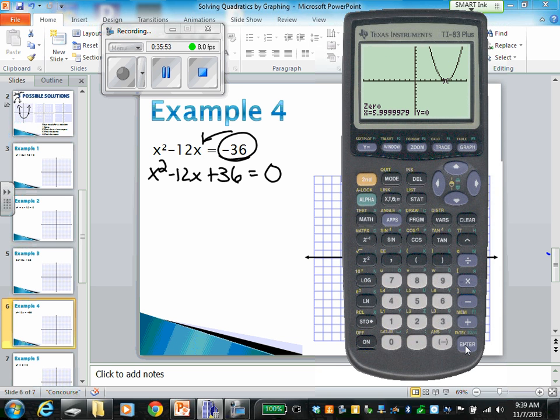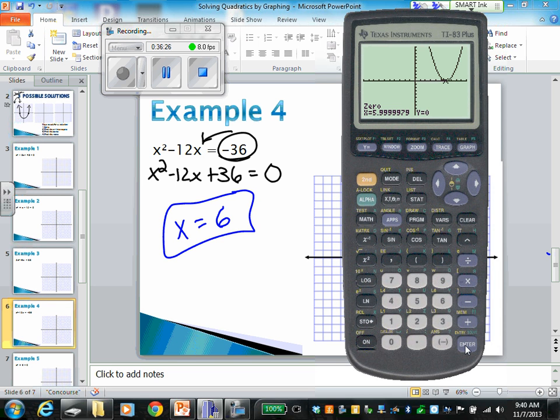5.9999999. Some of you got 6.00000. How many got 5.99999? How many got 6.00000? I don't know why this is. For some reason, when it's only one solution, the calculator does not get right on it. It gets it at 5.99999 or 6.00000. But we know that 5.99999 is 6. So x is equal to 6.